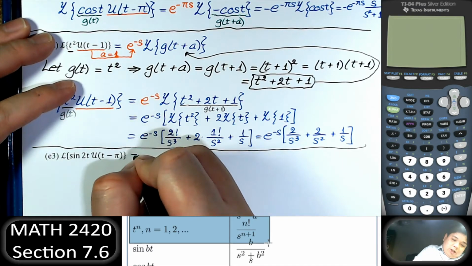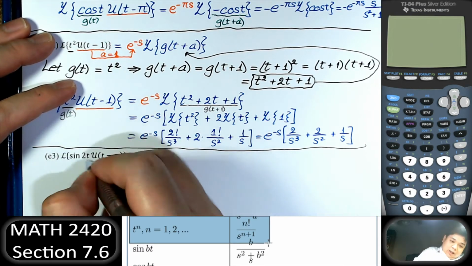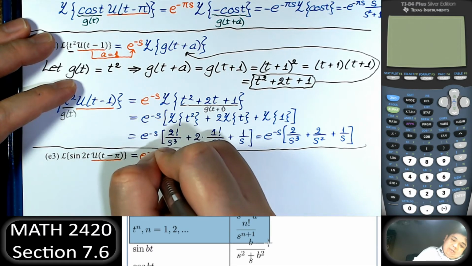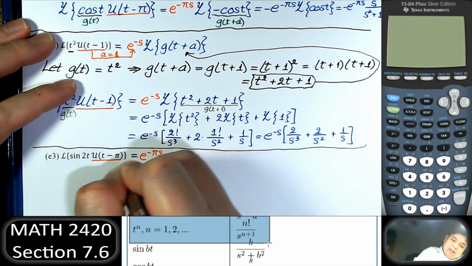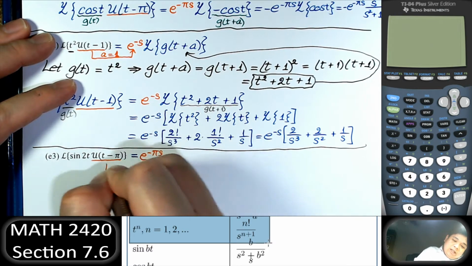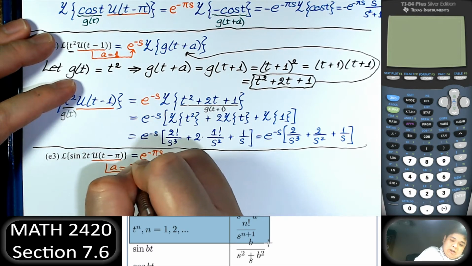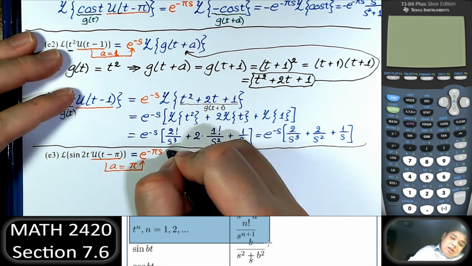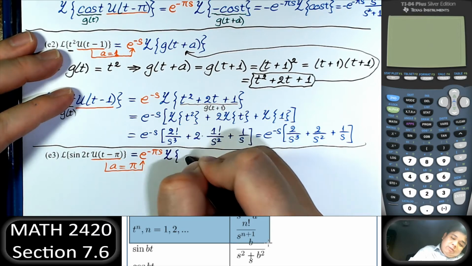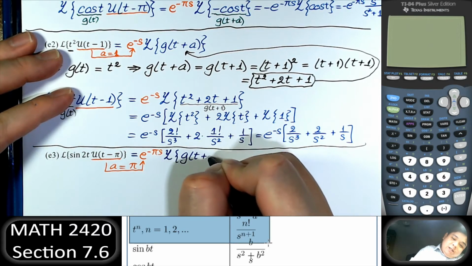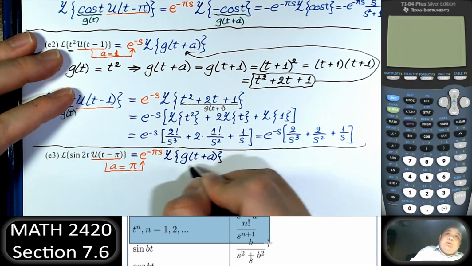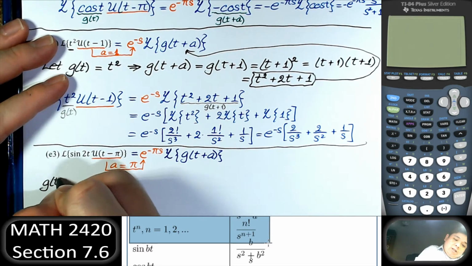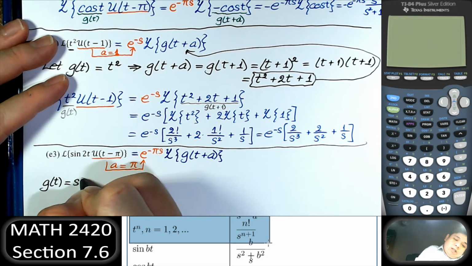So this will be equal to u of t minus pi. We have e of negative pi s, because in this case a is equal to pi. Right. What's left, we need to have the Laplace transform of g of t plus a. So we need to find g of t plus a, where g of t is equal to sine of 2t.